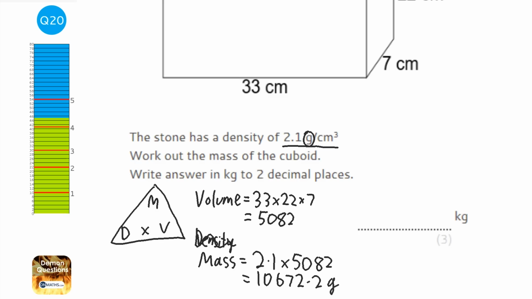Now be careful because the answer is wanted in kilograms. So I'm going to divide that by 1,000 to get it in kilograms. And it says to 2 decimal places, so it's going to be 10.67.